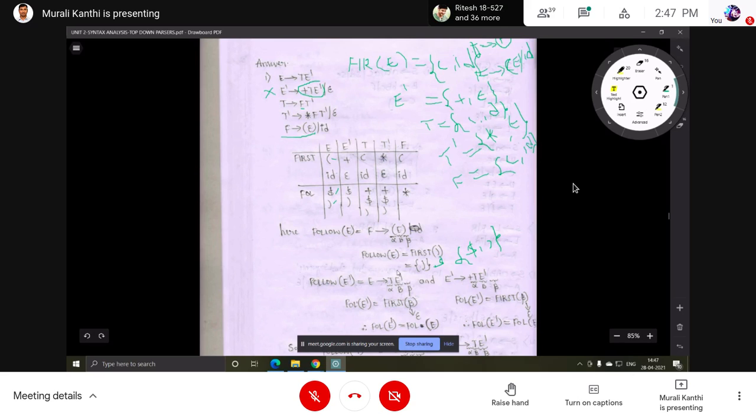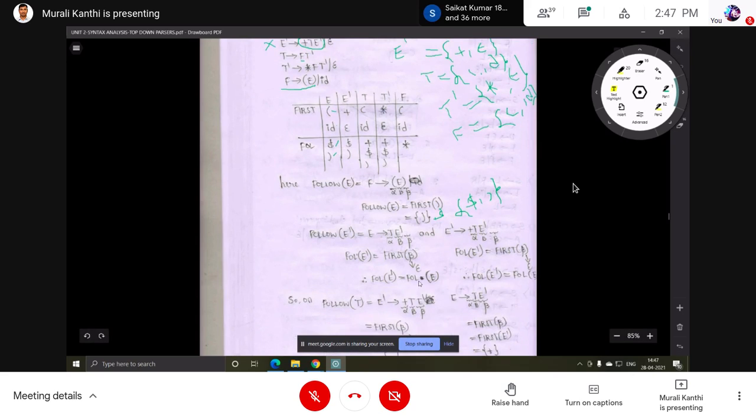After B, what is there? Nothing, that means beta is empty, so first of beta is epsilon. In that case, we take the follow of the left hand side, follow of E. We have already found follow of E in the first step: dollar, closing parenthesis. So from this production we get dollar, closing parenthesis.